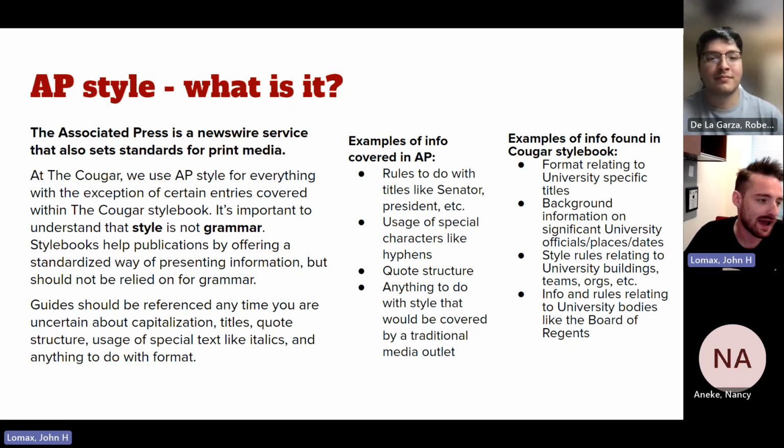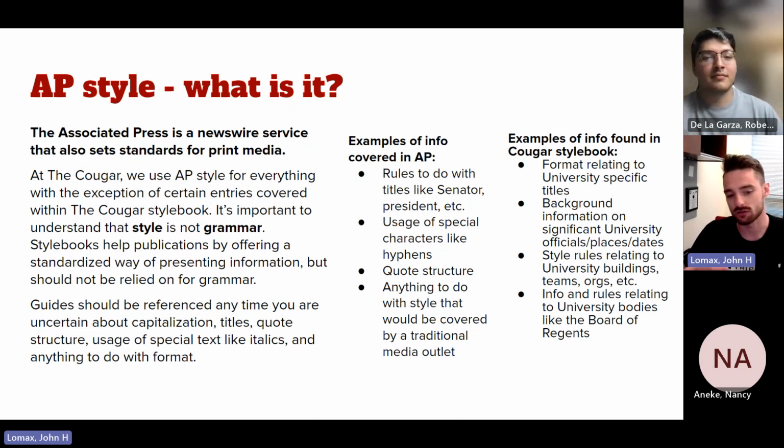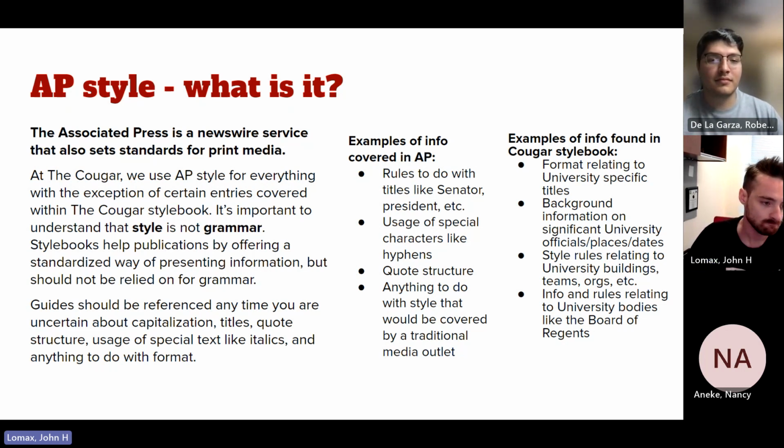The way the AP style book works is there will be a whole entry on titles. So if you want to know whether to capitalize a title, don't search "director of so-and-so," just search "titles," and it will give you how to do titles. It should give you examples too, generally.